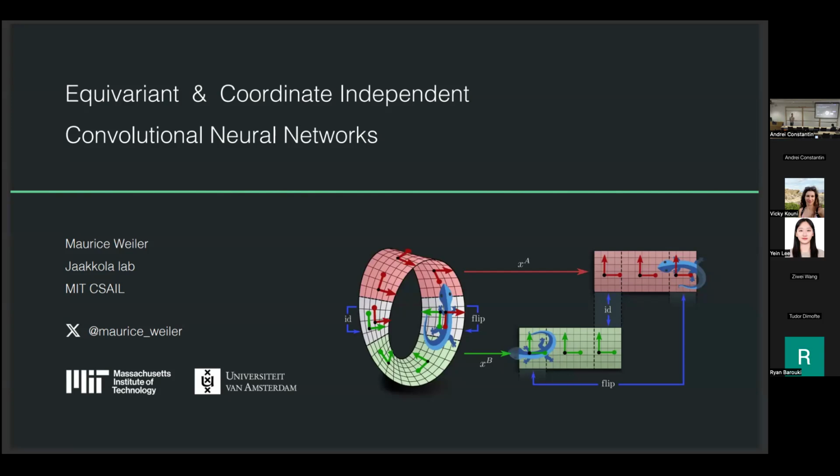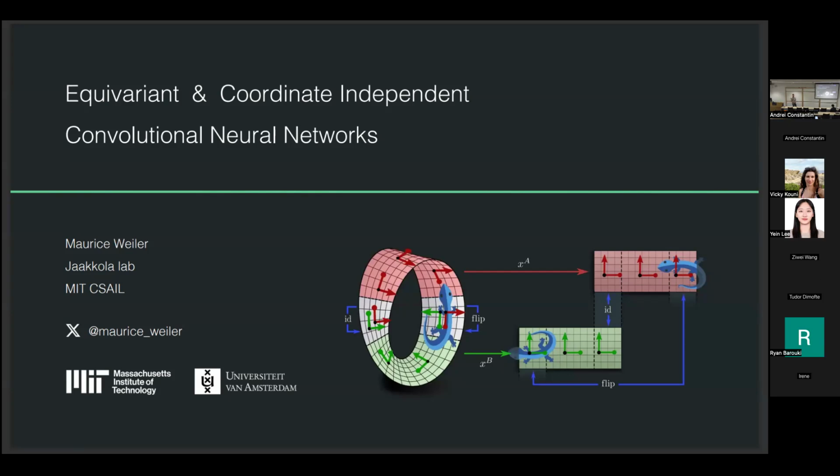Yeah, hello everyone. So I'm going to talk about convolutional neural networks today, which probably every one of you knows. But I'm specifically going to talk about how they relate to symmetries, and they can actually be derived from symmetries of space and also be generalized in that way.